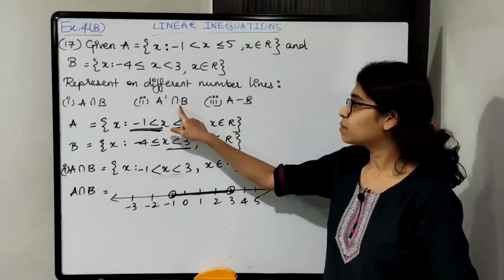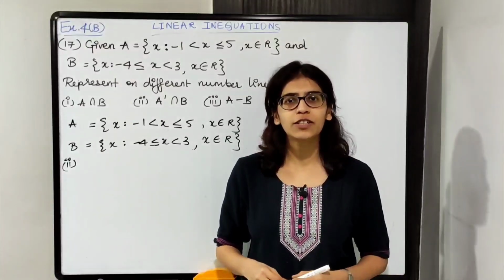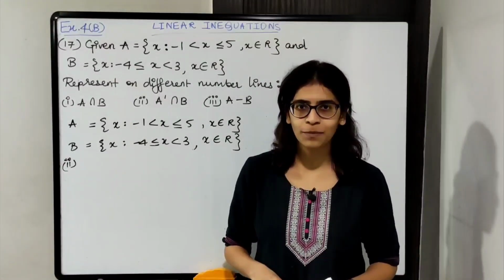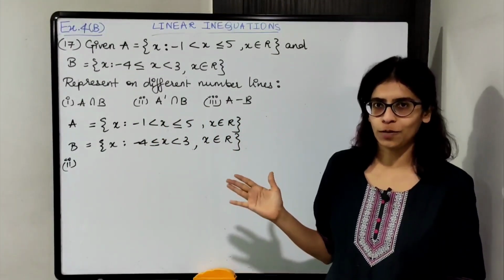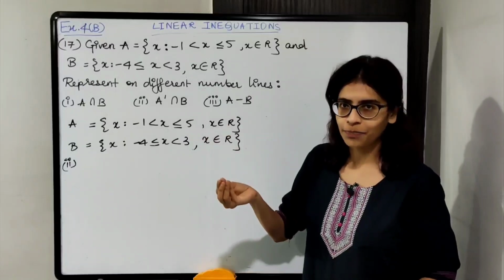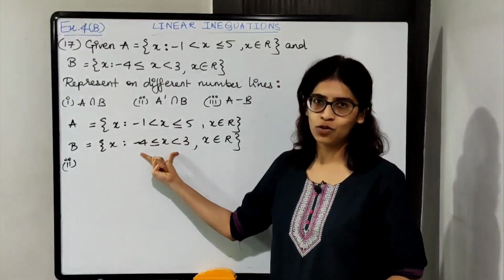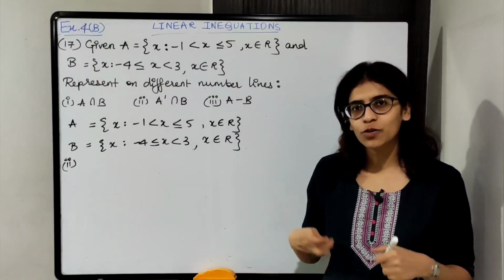नाउ मूविंग ऑन टू द नेक्स्ट पार्ट, A dash intersection B. In second part of question we need to find out A dash intersection B. So that is common elements of A dash and B. क्या common range है? So उसके लिए I need to know A dash का range क्या है. We know A का range, we know B का range. So A dash का range find out करना है. So let's see how you'll find out A dash.